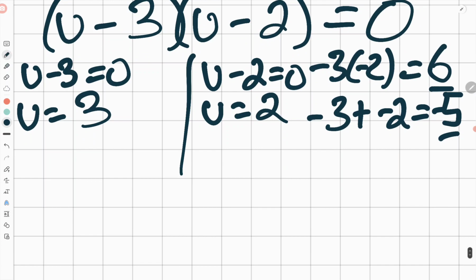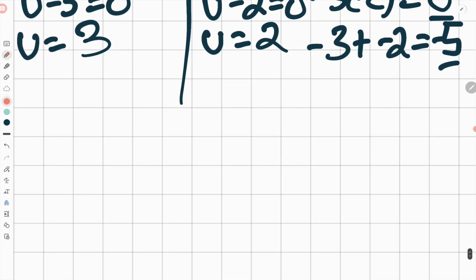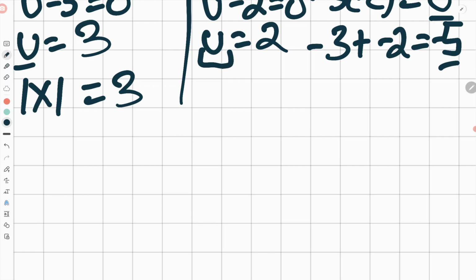We can't stop there. Why not? Think back to this step. We set u to represent the absolute value of x. You've got to replace u with the absolute value of x back. So that means down here I will say the following. For this part, I'm going to put back absolute value of x equals 3. For this part here, I'm going to put back absolute value of x equals positive 2.